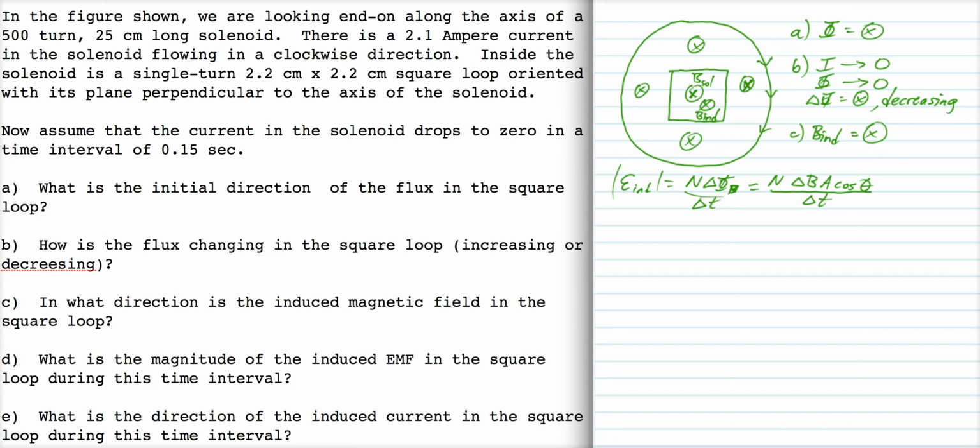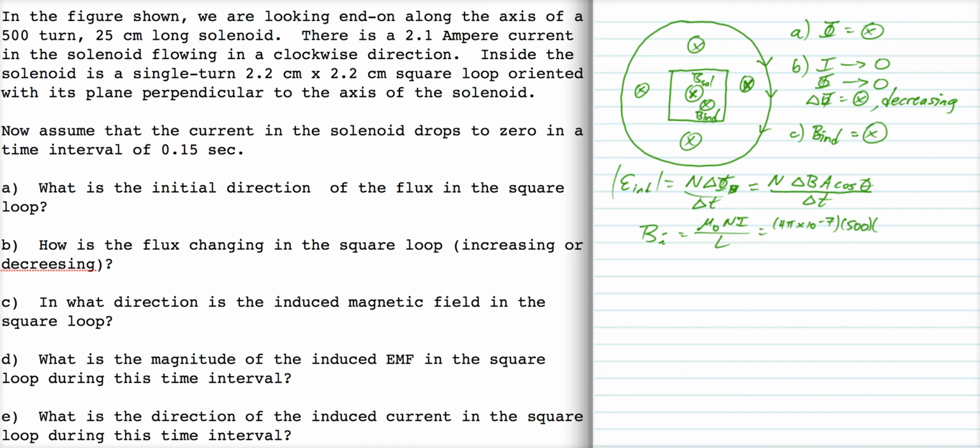Okay, now the initial magnetic field is the magnetic field of a solenoid. That's mu naught N I over L. And we're given all of this stuff. That's 4 pi times 10 to the minus 7 for mu naught, and we're told that the solenoid has 500 turns.